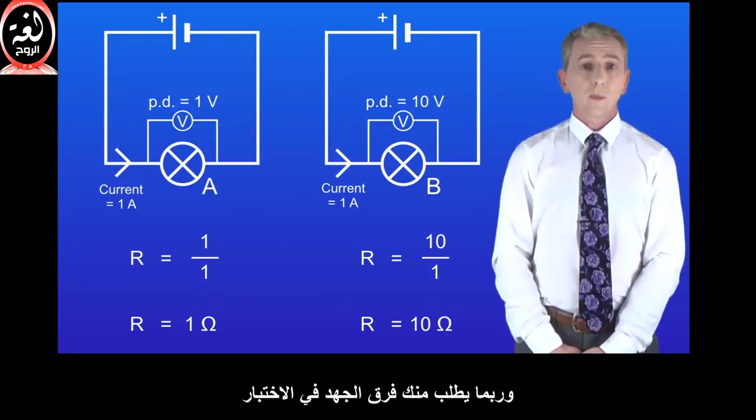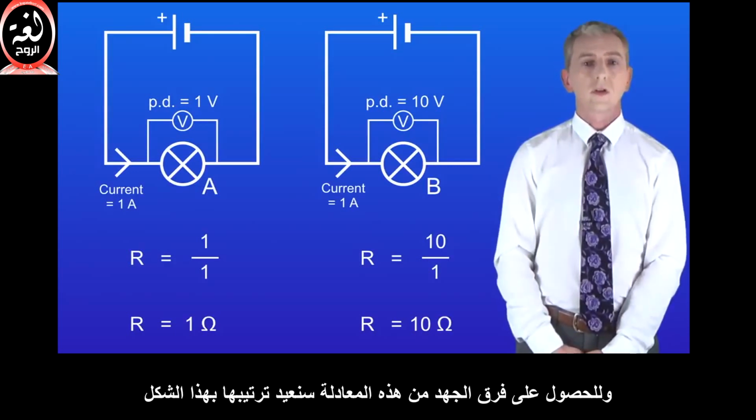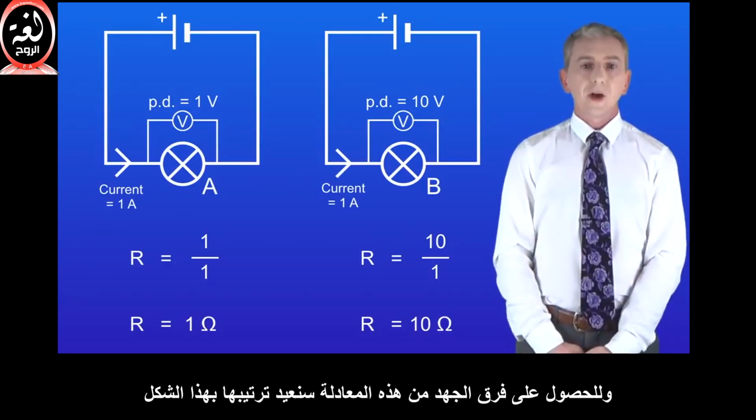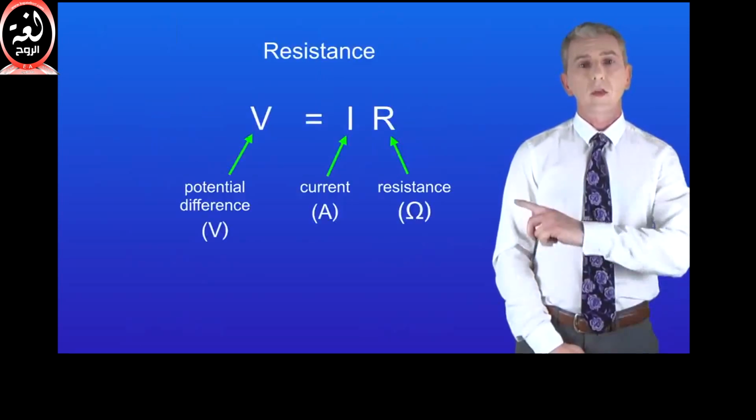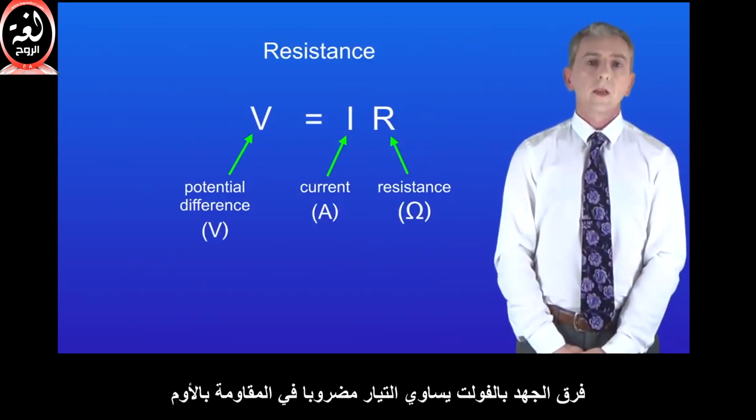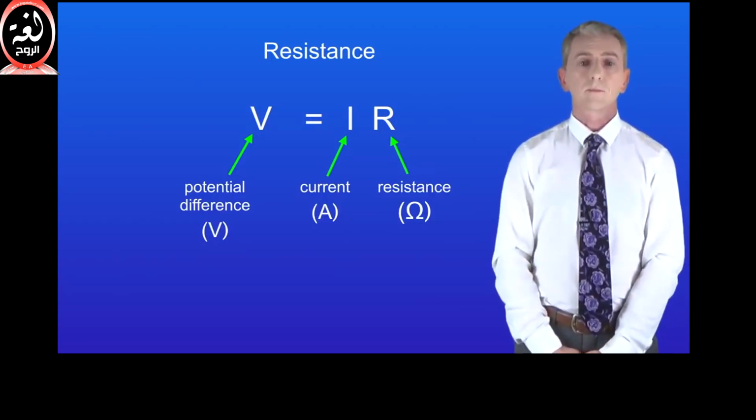Now in the exam you could be asked to work out the potential difference needed to produce a certain current. To do that, we need to rearrange the equation for resistance like this. The potential difference in volts equals the current in amperes multiplied by the resistance in ohms.